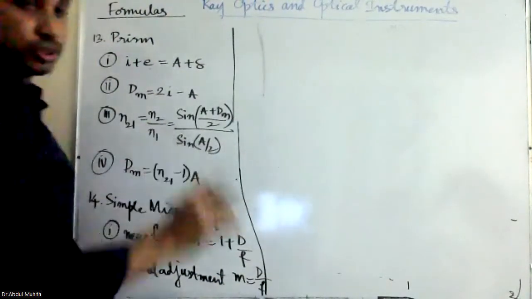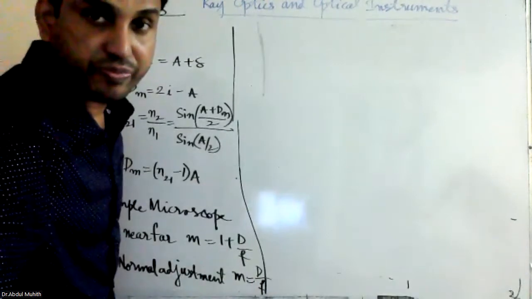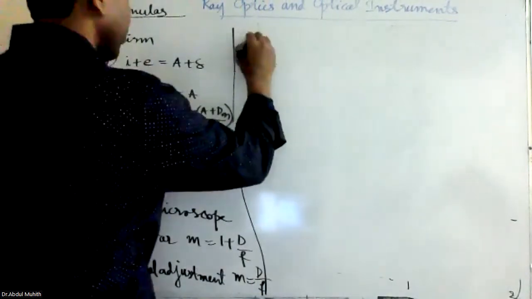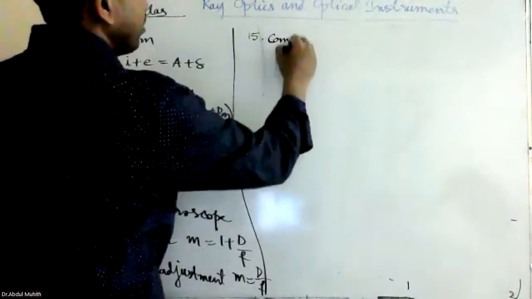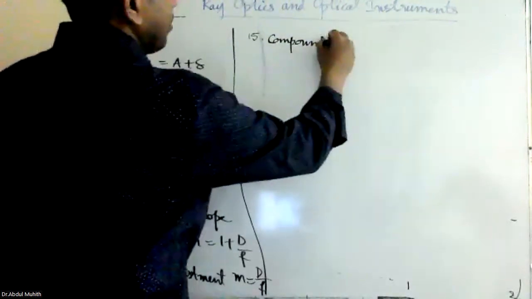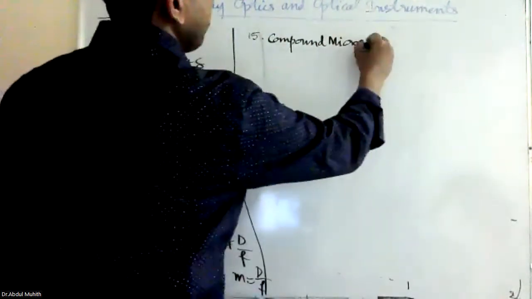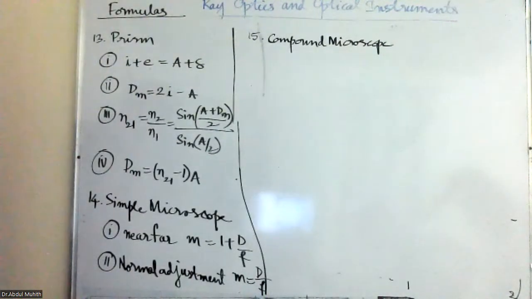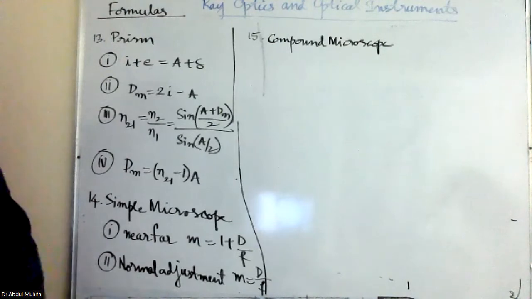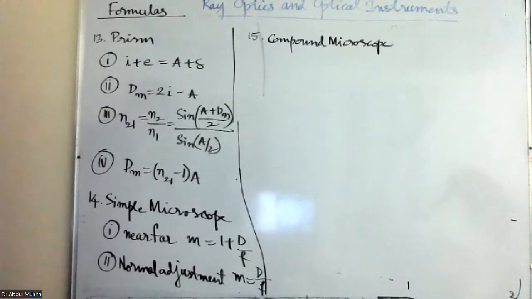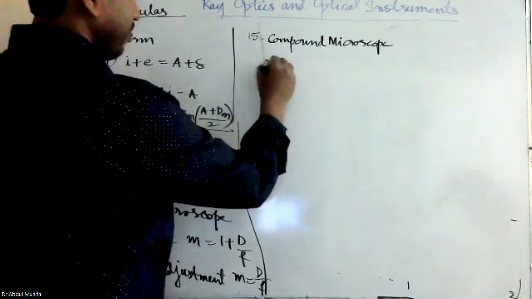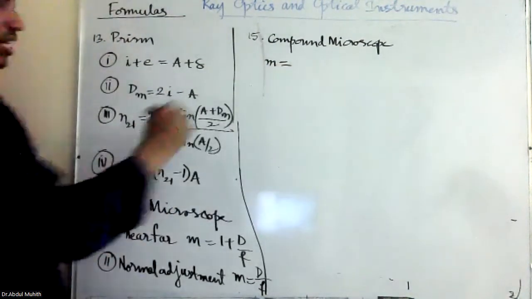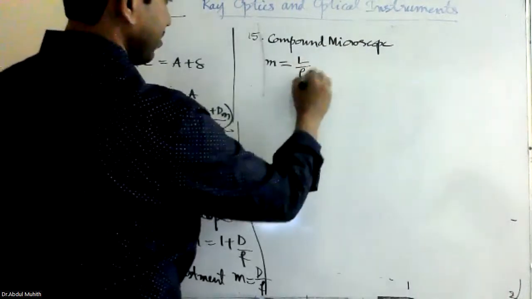Next is the compound microscope. The formula for the compound microscope is m equal to L by fo into d by fe.